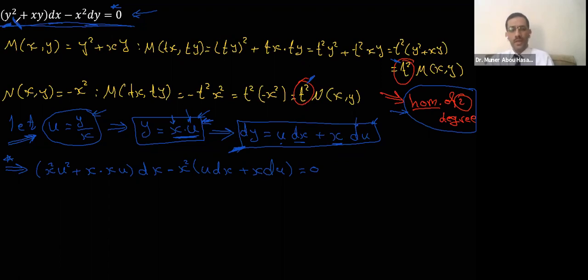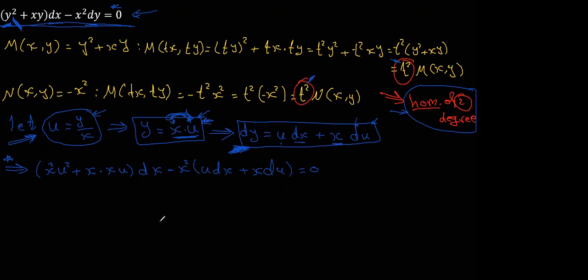Instead of y squared, you have xu squared. I wrote, instead of x, I leave x, but instead of y, I wrote xu. Minus x squared. Instead of dy, I wrote this expression here. Is it clear? Yes, sir.